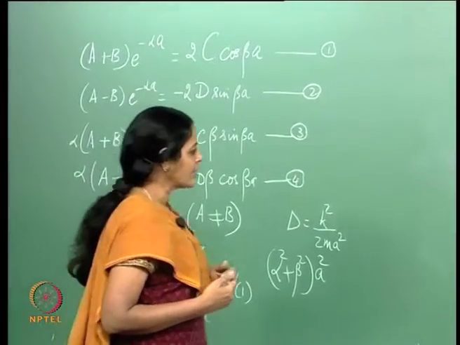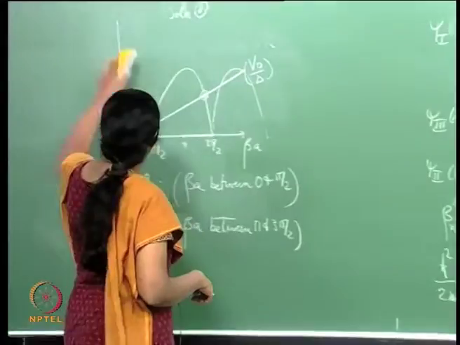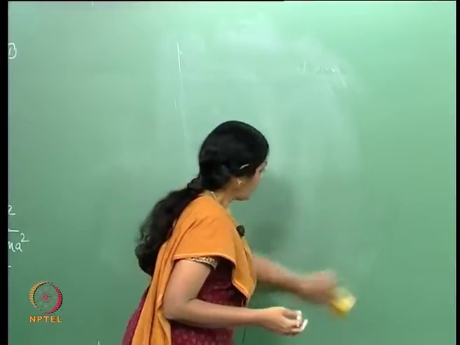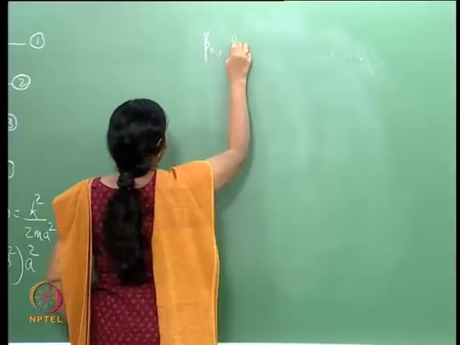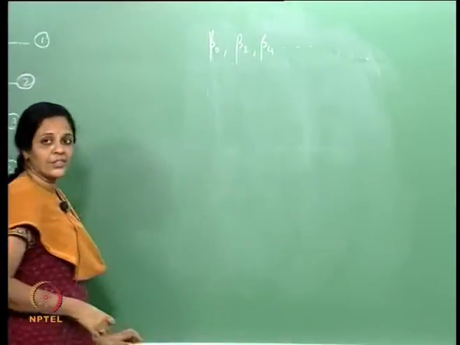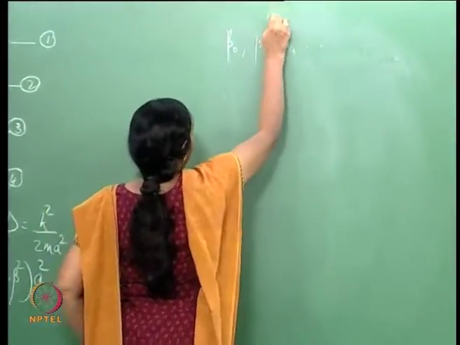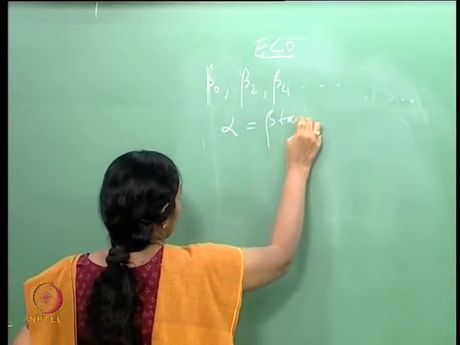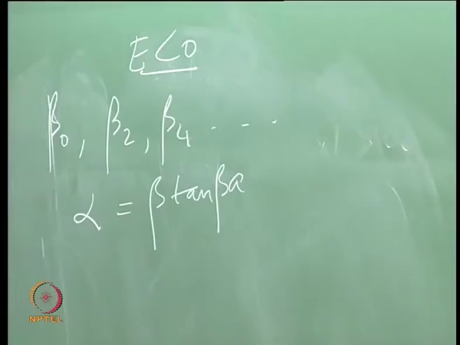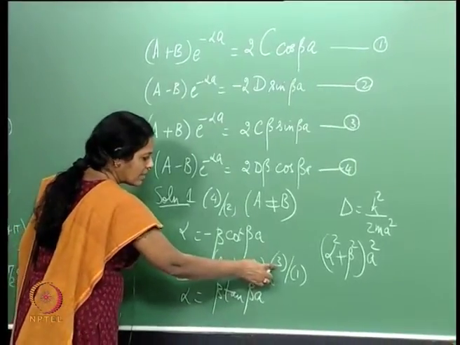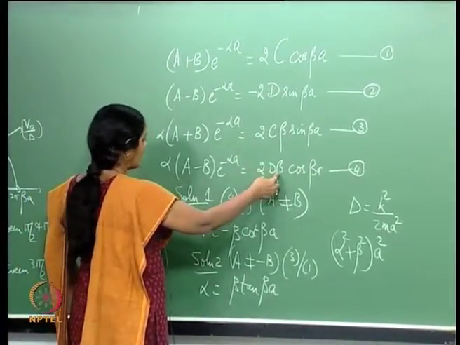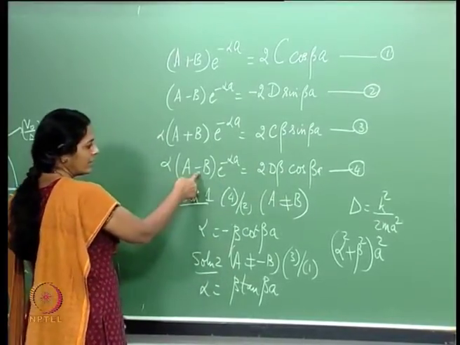Let us look at the energy eigenfunctions. Now, as far as the energy eigenfunctions are concerned, we will take up solution 2 first. Recall that solution 2 gave us beta naught, beta 2, beta 4, and so on. This is all for E less than 0. We are looking at bound states, and alpha was beta tan beta A. This was solution 2. In order to get alpha is equal to beta tan beta A, I had divided equation 3 here by equation 1. So, now I would like to take this value of alpha and substitute it in equation 4.